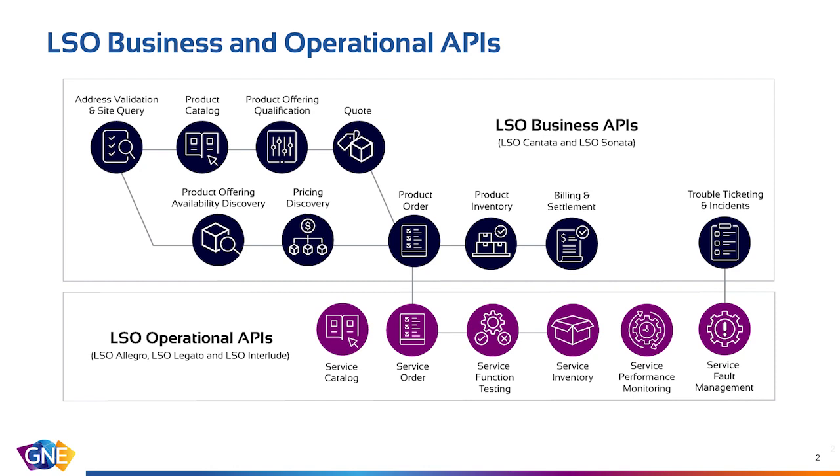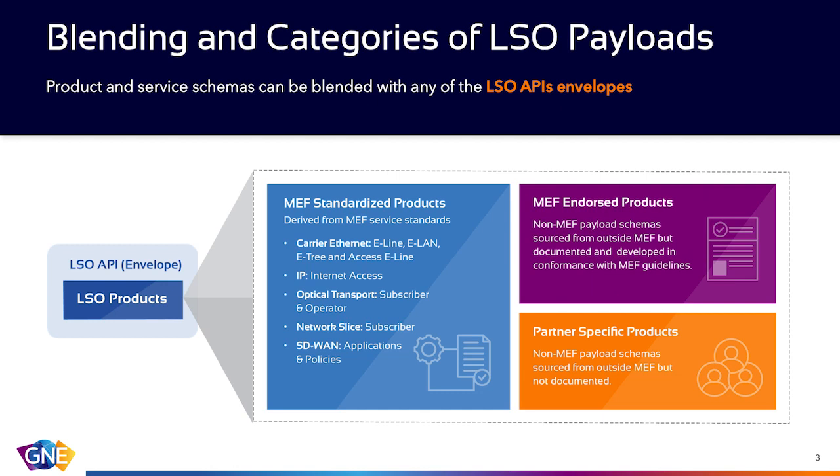So more recently, we've come out with the Internet Access product payload, and as we can see here, there's actually a lot of possibility to transact with the LSO APIs, not only the things that get standardized in MEF, like carrier Ethernet and Internet Access and optical transport, and SD-WAN and so on, but we can also use product payloads for a wide range of other areas. And that's what we're going to talk about today.